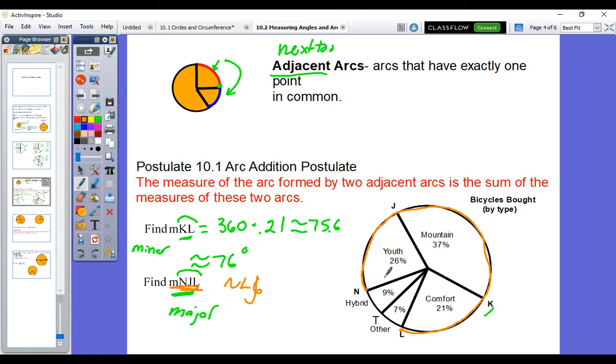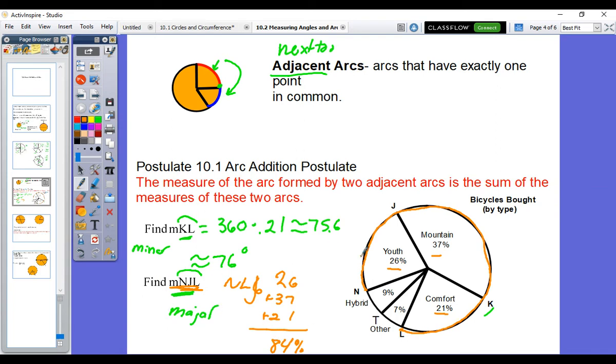So what we're going to do is add these percentages up to get the percent of this whole arc right here. So 26 plus 37 plus 21. What is that, class? Anybody got that yet? I don't yet. 26 plus 37 plus 21 gives us 84%. Okay, so this is 84%. You also could have added these two and subtracted that from 100, but we did it the hard way. We added those, so that's 84%.